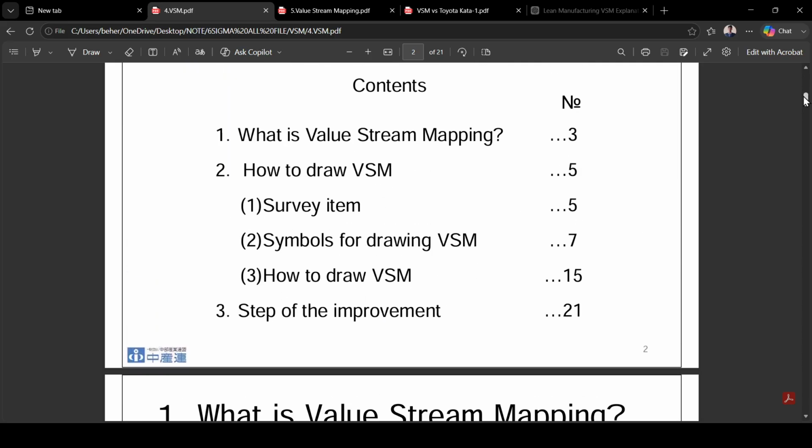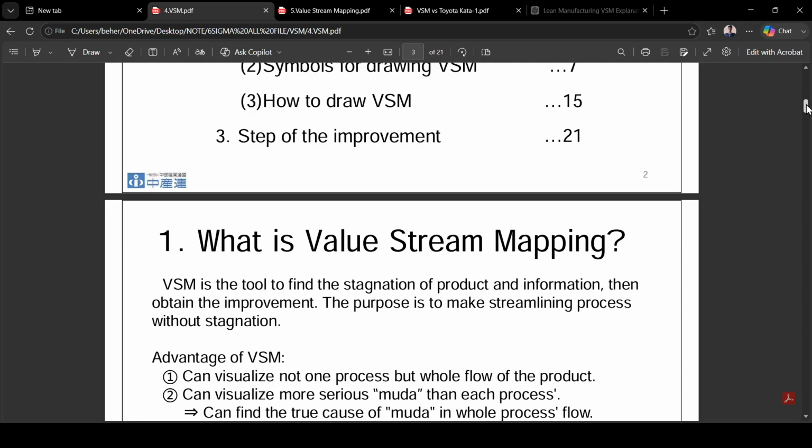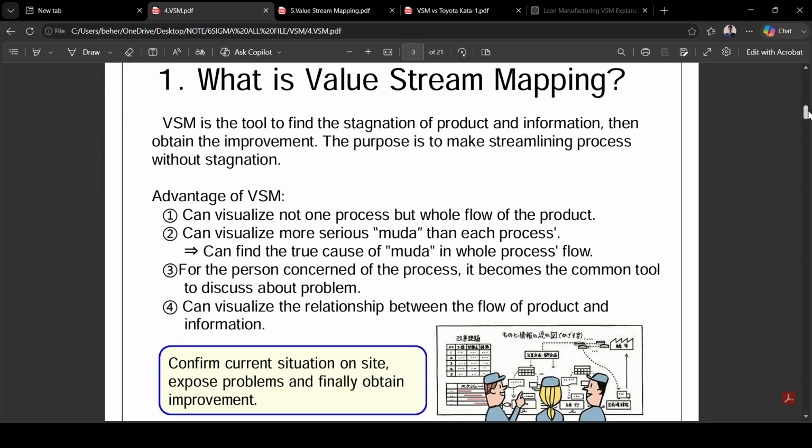The contents: what is value stream mapping, how to draw the VSM, survey items, symbols for drawing VSM, and step-by-step improvement. Then, what is value stream mapping? VSM is a tool to find the stagnation of product and information, and then obtain improvement. The purpose is to make the process flow without stagnation.